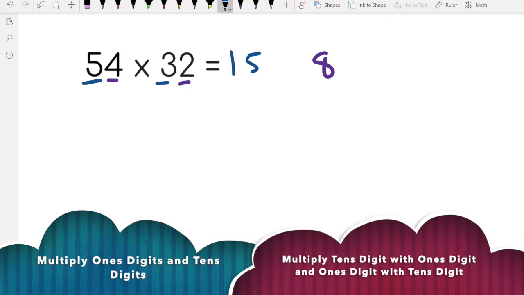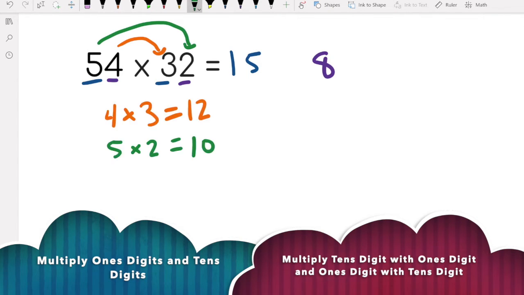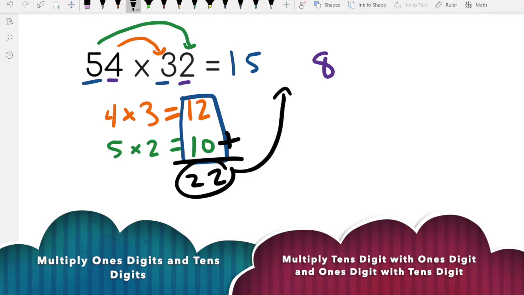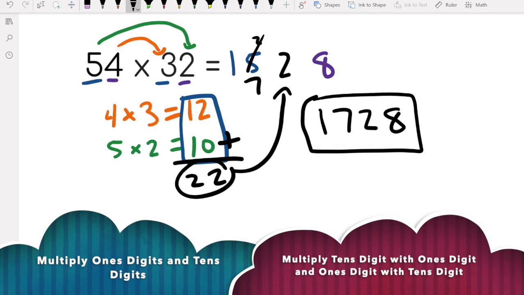And what goes inside there, you multiply the ones to the tens, and then you multiply the tens to the ones. So 4 times 3 is 12, 5 times 2 is 10, and then you take these two numbers and you add them together to give yourself 22, and you don't put 22 in here, you put in 2, and then the 2 gets carried, so this becomes a 7. So your final answer is 1,728. And this carrying process here, if you do practice this, you can do this mentally. You don't need to write all this out.